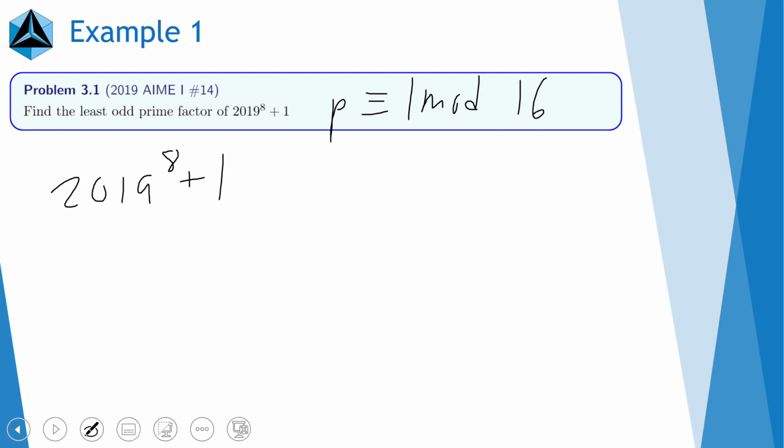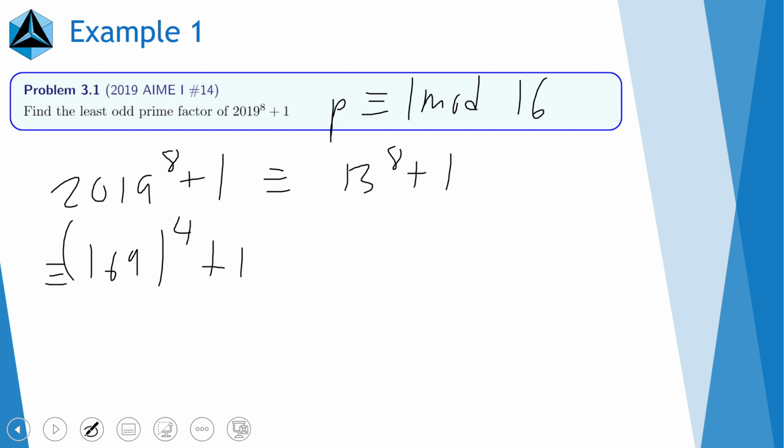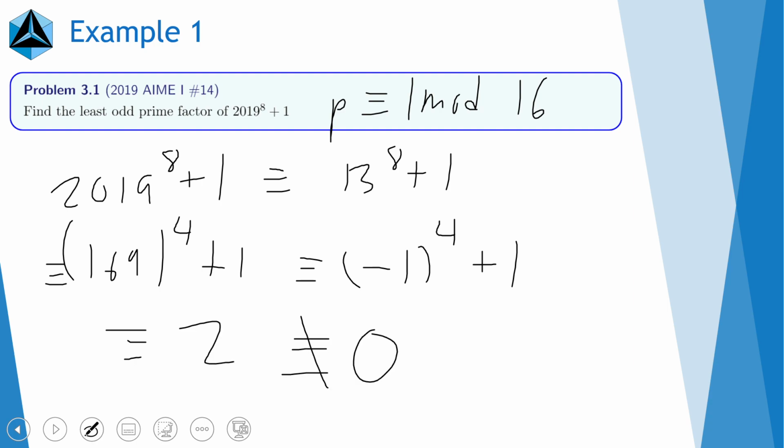So division gives us that this is congruent to 13 to the 8 plus 1 mod 17, congruent to 169 to the 4th power plus 1 mod 17, which is congruent to negative 1 to the 4th power plus 1 mod 17, which is congruent to 2 mod 17, which is not equal to 0, which means that 17 is not a prime factor here. So we go on to the next one.